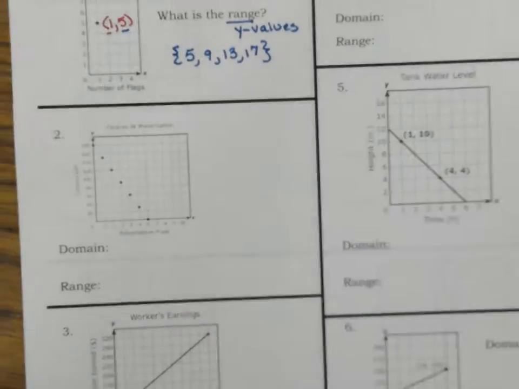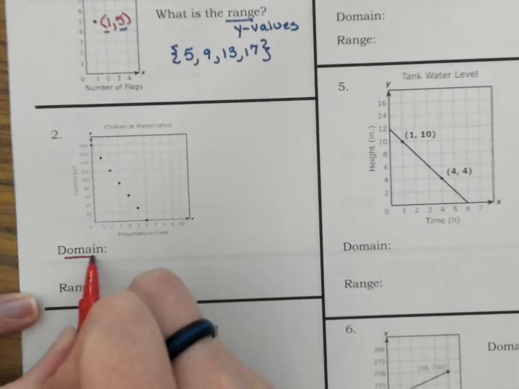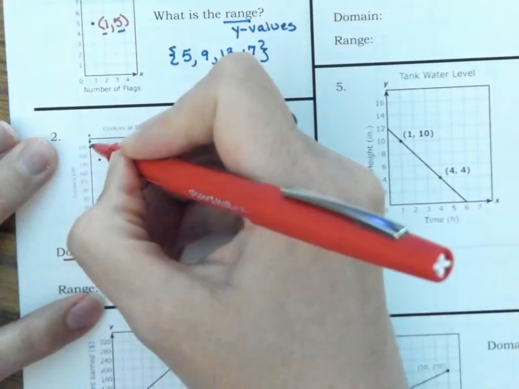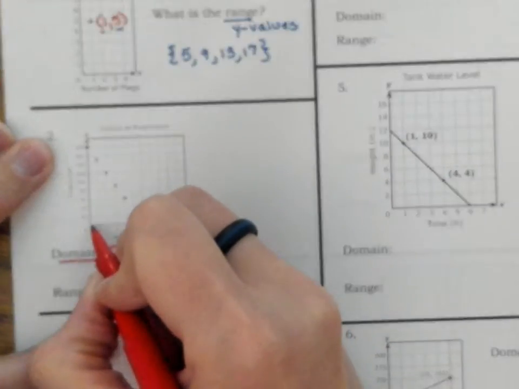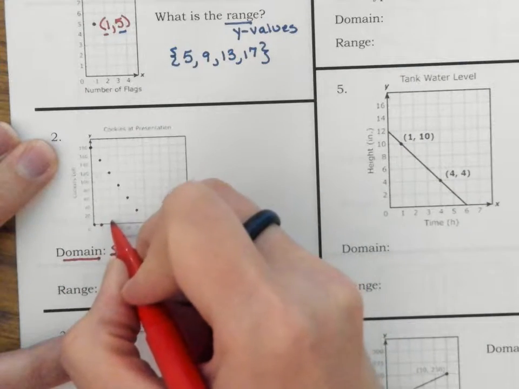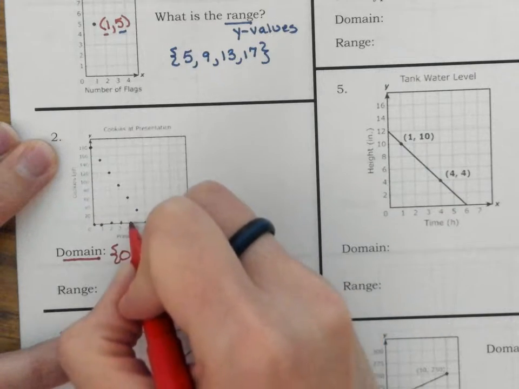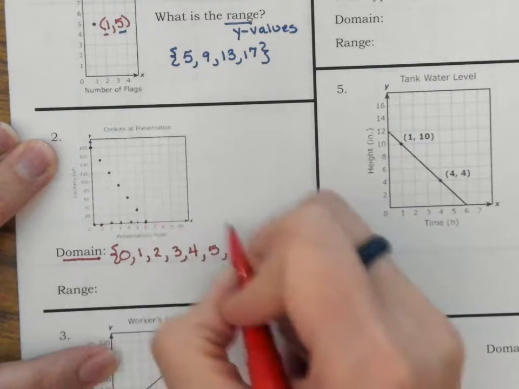All right, moving on to number 2. Okay, this is also a discrete graph, and so that means you list your domain and range. So we're first going to look at the domain. If I plot all these points here, I have 0, and then it goes over here to 1. There's a point there at 1, and a point at 2. And one at 3, one at 4, one at 5, and one at 6.